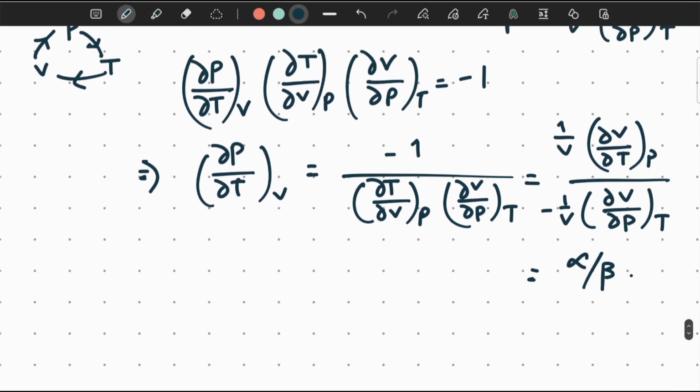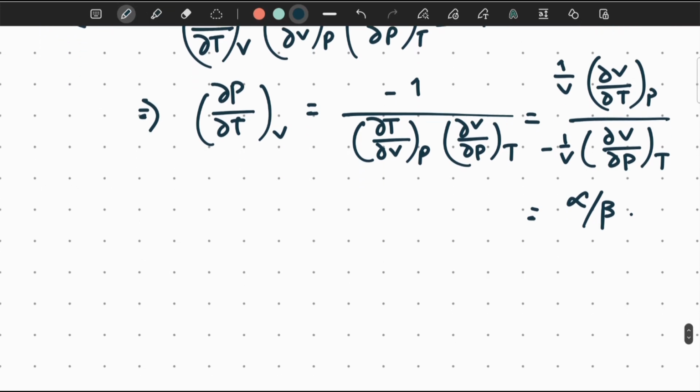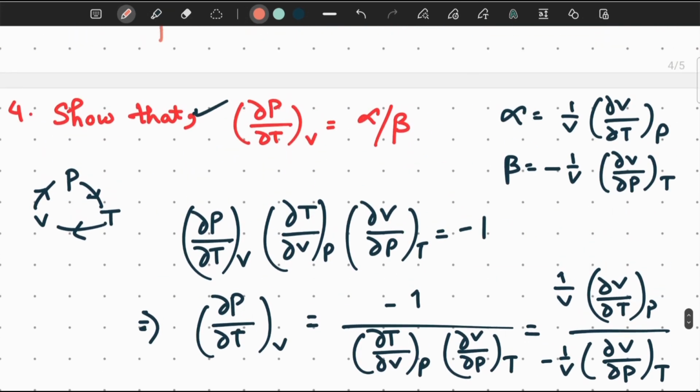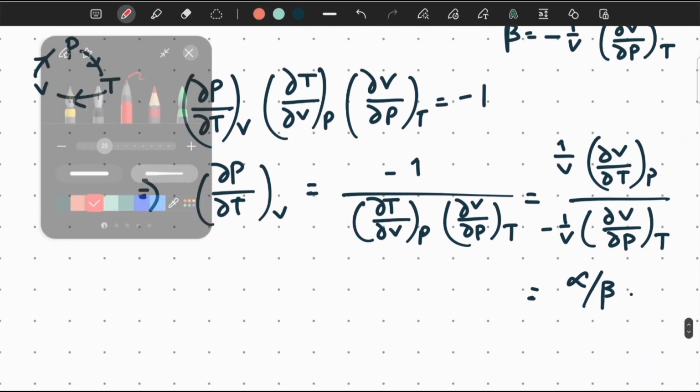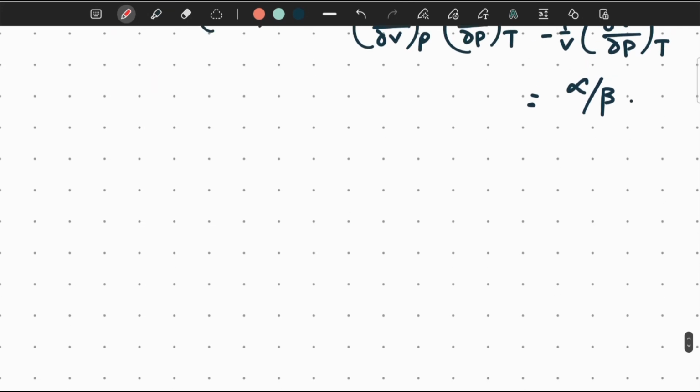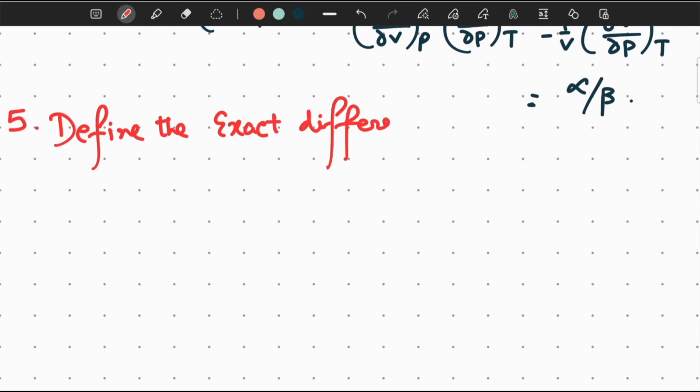Okay, and you can write this as this, that essentially means these are exact differentials, right? I will come into that. In case of exact differential only, you can write it so; I will discuss that in the next question. So this is clear, right? So our next question is question number 5. Define the exact differential.